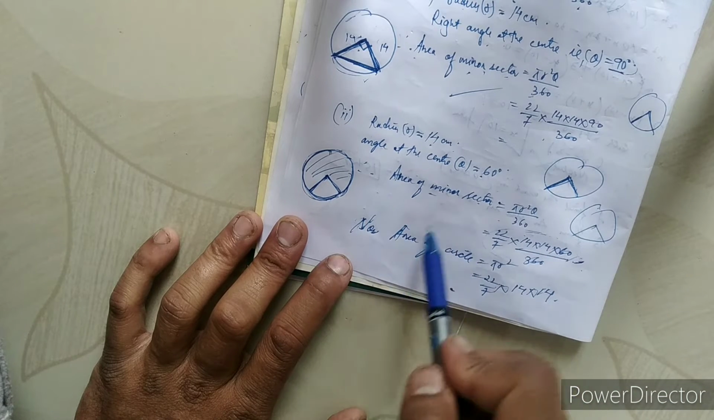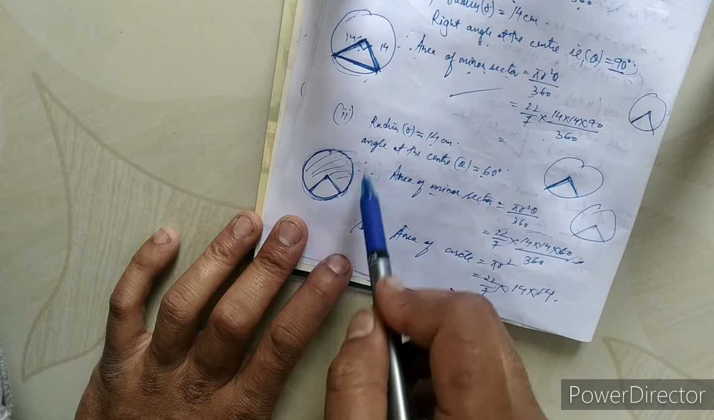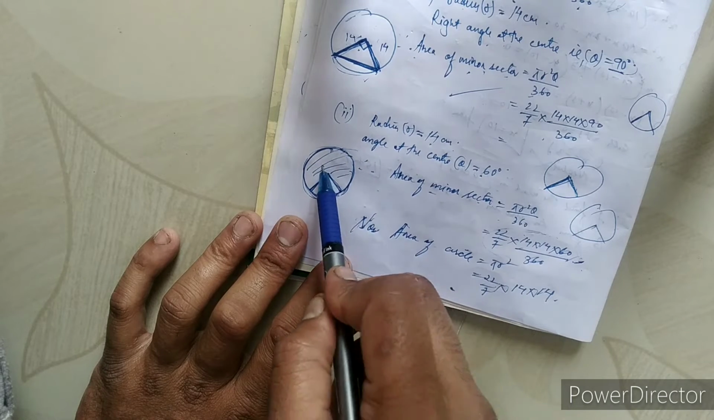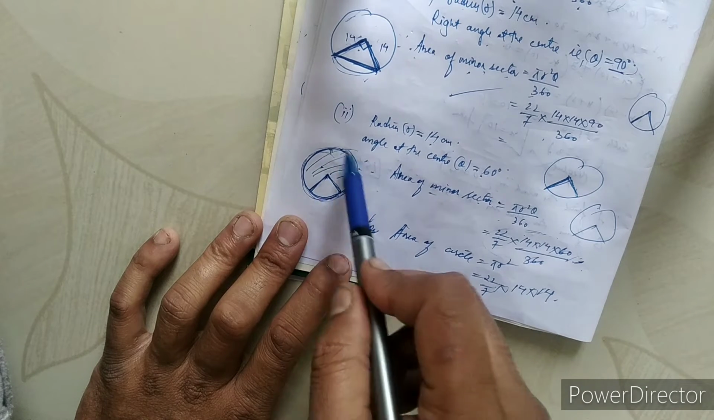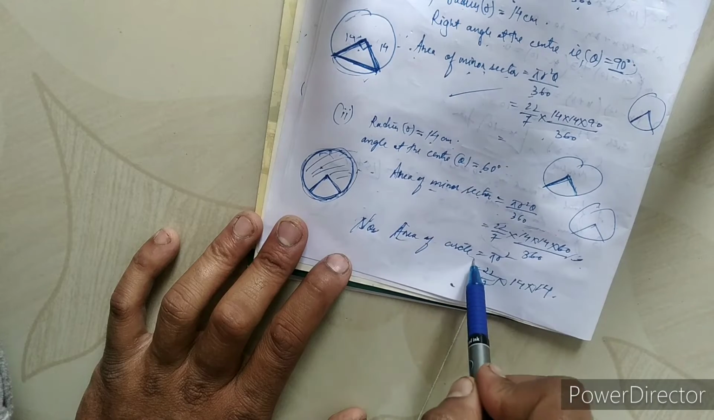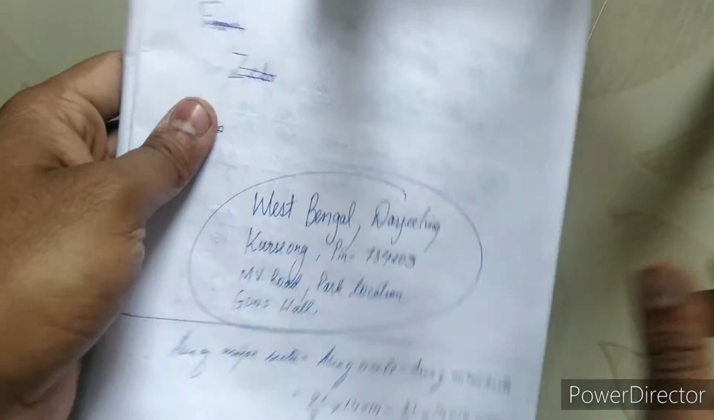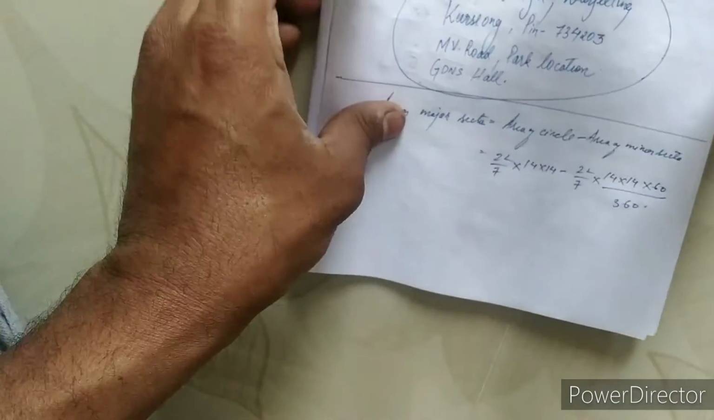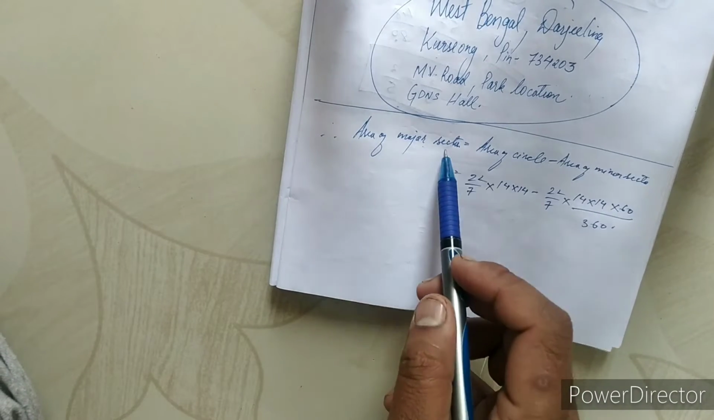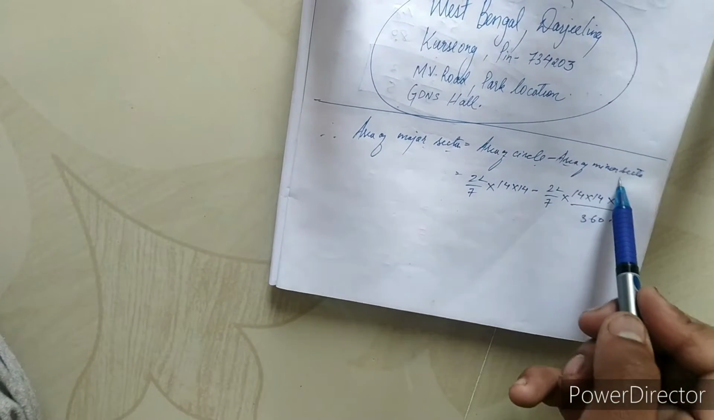Now we know that to find the area of this major sector, what you have to do is find the area of the circle. So that's why I'm finding the area of the circle. Next, the area of the major sector is equal to what? Area of circle minus area of minor sector.